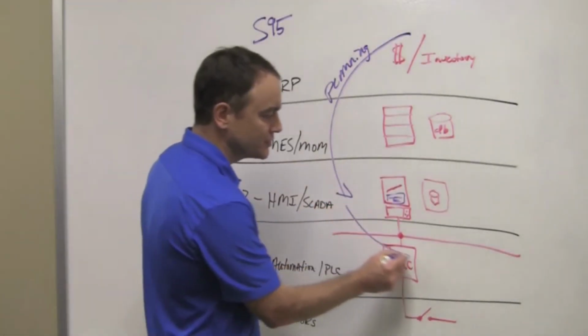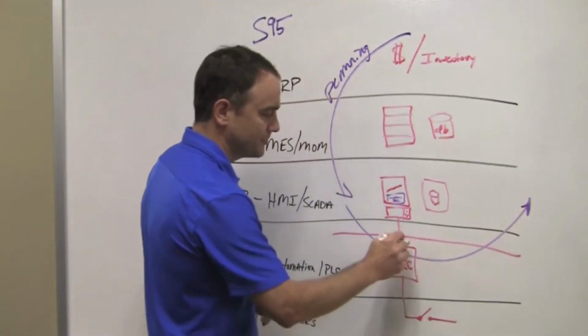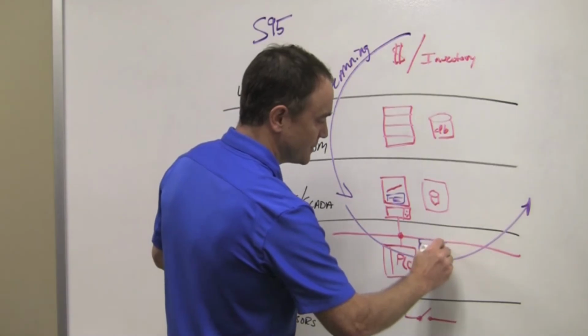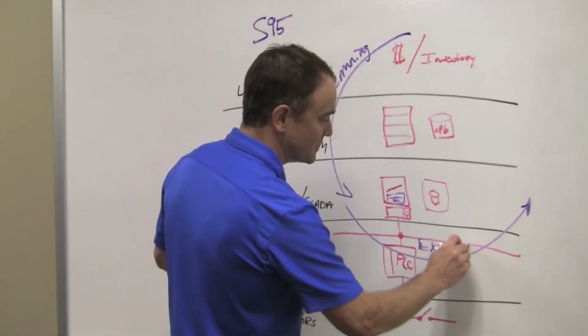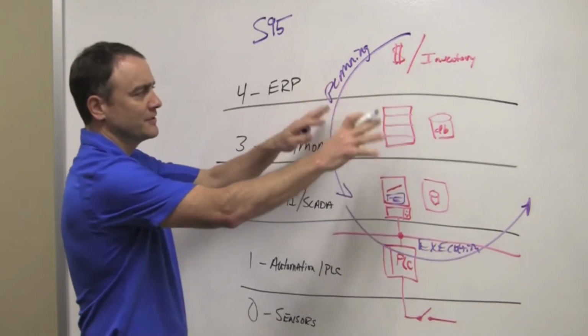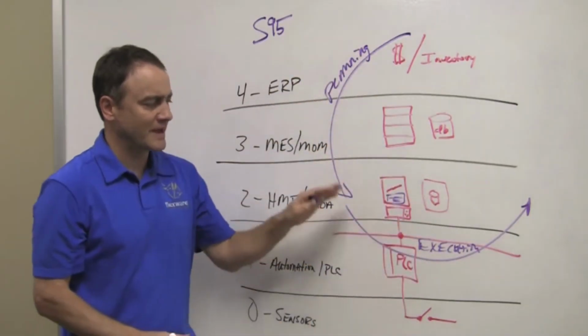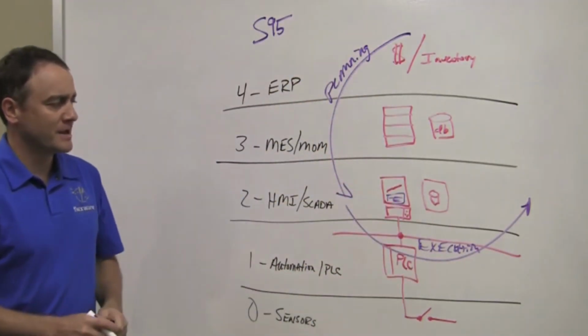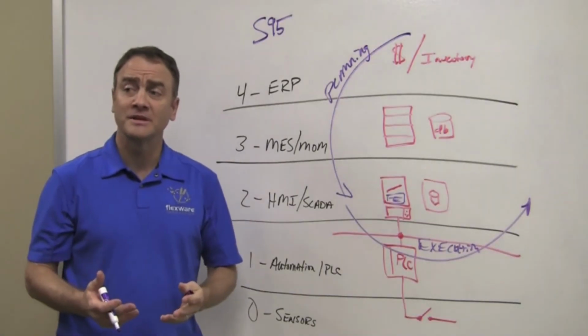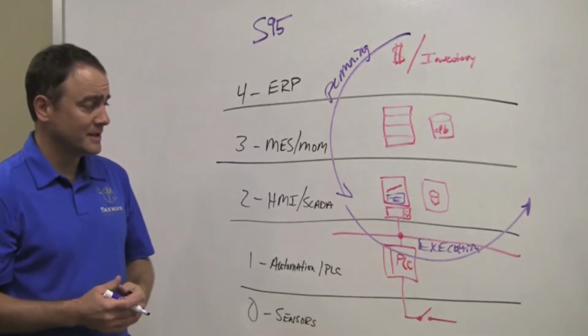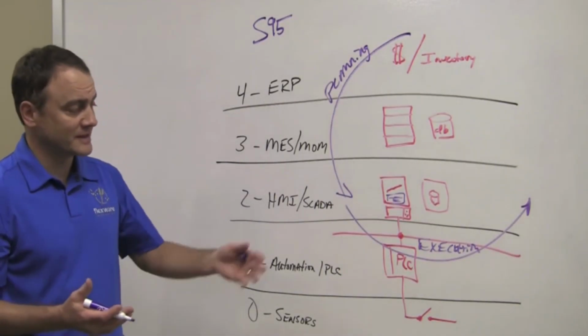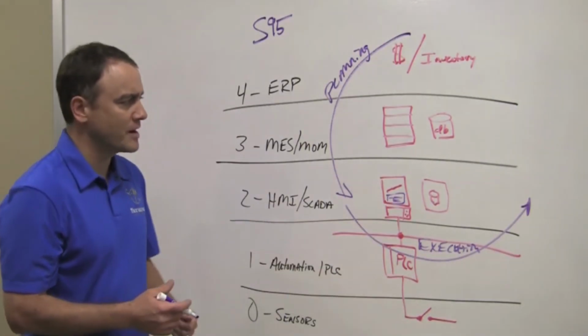We talk about an execution flow, which is the next flow, and in execution, we're talking about information that's coming down out of these MES systems and ERP systems that tell us how to make the product that we're making. It might be work instructions, recipe parameters, maybe quality parameters and things like that that would allow us to make a good quality product.